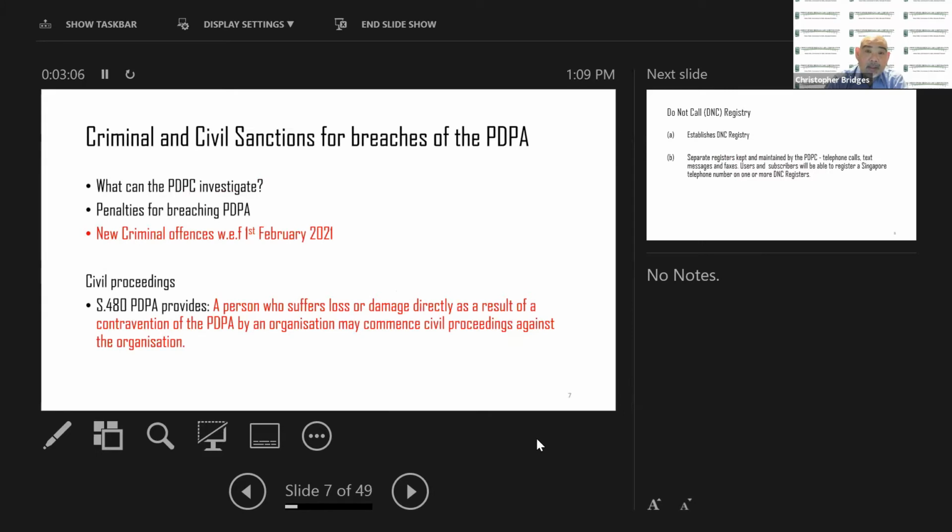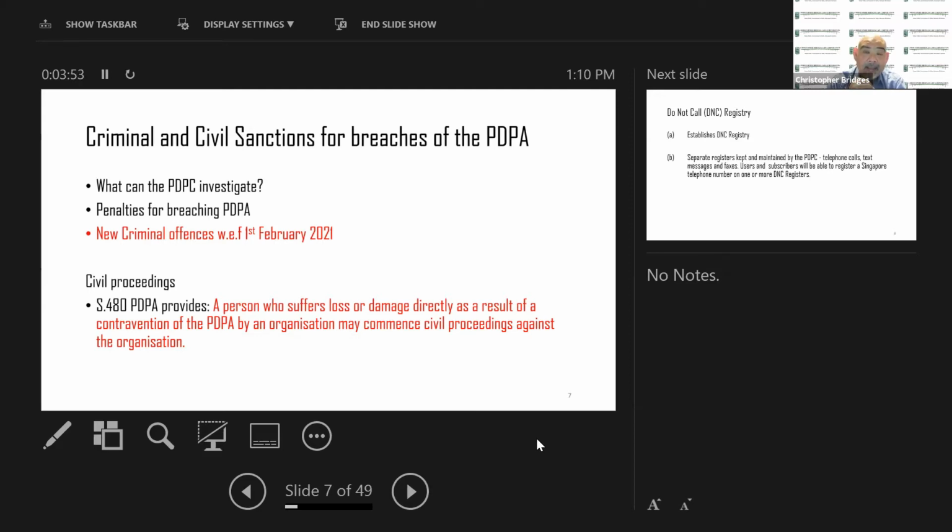Recently, there were additional criminal and civil sanctions that have been incorporated with effect from 1st February 2021. Essentially, prior to this amendment, any organization that breached the various obligations under the PDPA would be taken to task by the PDPC. But now they've extended this to employees of any particular organization. If they knowingly, without the authority of the organization, breach the PDPA, not only would the organization in most cases be held liable under the PDPA, but the employee as well in his personal capacity.